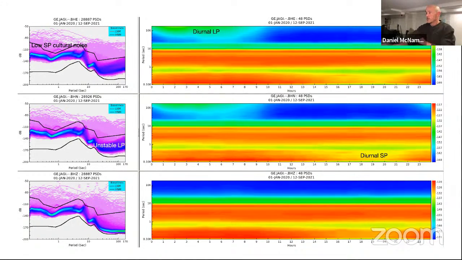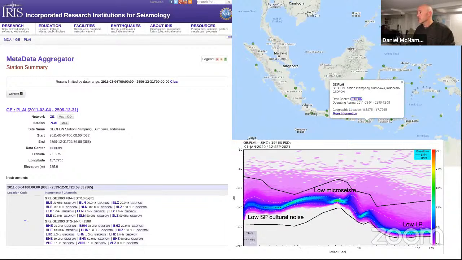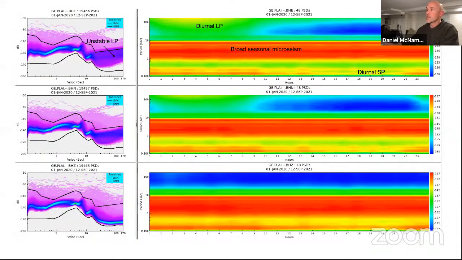Okay, moving on. Next station. This is a really good looking station, PLAI. The short period cultural noise is very low. The microseism is relatively low, and the vertical long period is very low. Again, the horizontal long periods are not that great. There's a lot of diurnal variation. And again, they're moving around quite a bit. As I've mentioned in all of these examples, it's probably related to tilting.